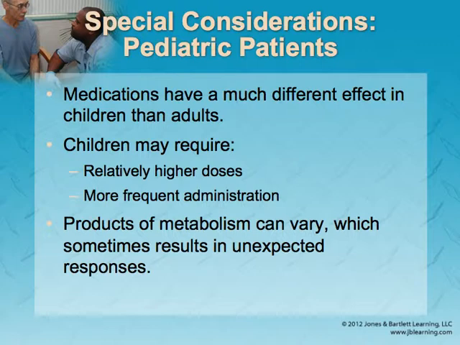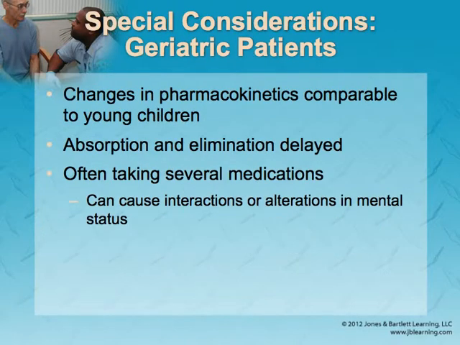It says here, products of metabolism can vary, which sometimes results in unexpected responses in the pediatric population. The problem with pediatric patients is that we do not do a lot of clinical trials on them, because like I've said in our earlier lectures, parents just are not lining up at the door to let scientists experiment with their children.